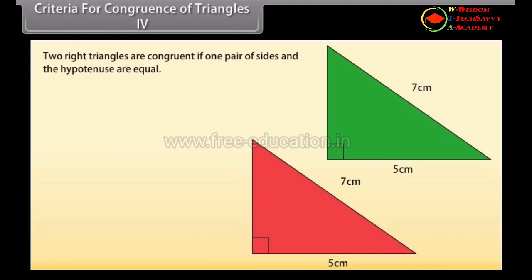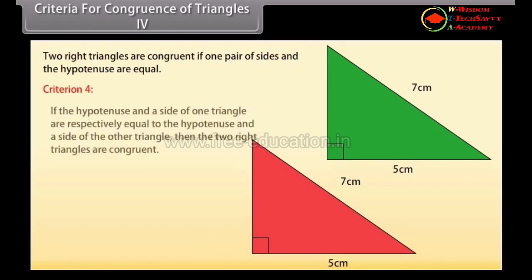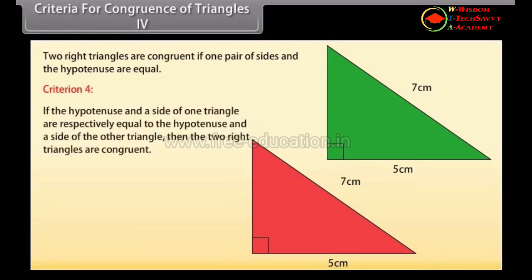Thus we have criterion 4. If the hypotenuse and a side of one triangle are respectively equal to the hypotenuse and a side of the other triangle, then the two right triangles are congruent. This criterion is referred to as RHS, right angle hypotenuse side.